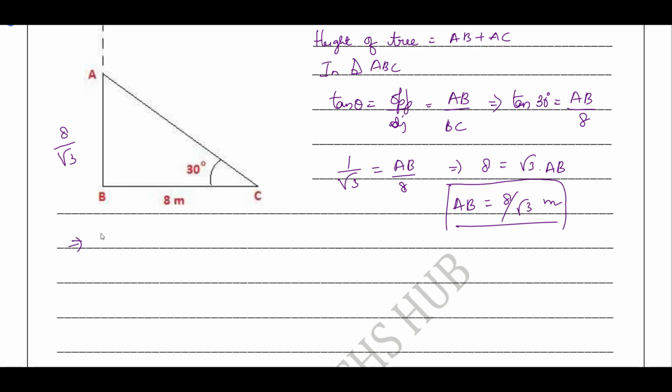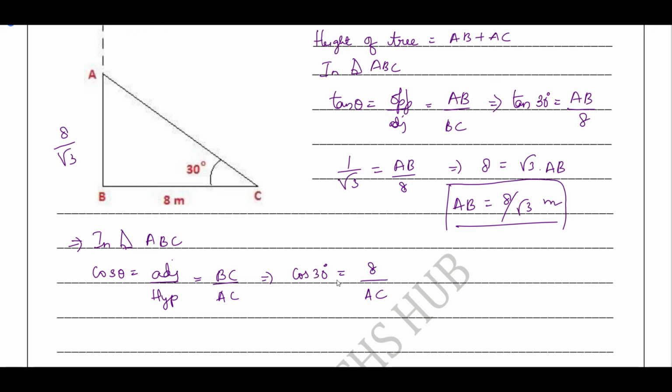In right angle triangle ABC, cos theta equals adjacent by hypotenuse. What is adjacent? It is BC. Hypotenuse is AC. What we should find out? We should find out AC. Theta is what? 30 degree. Cos 30 equals BC is how much? BC is 8 by AC.